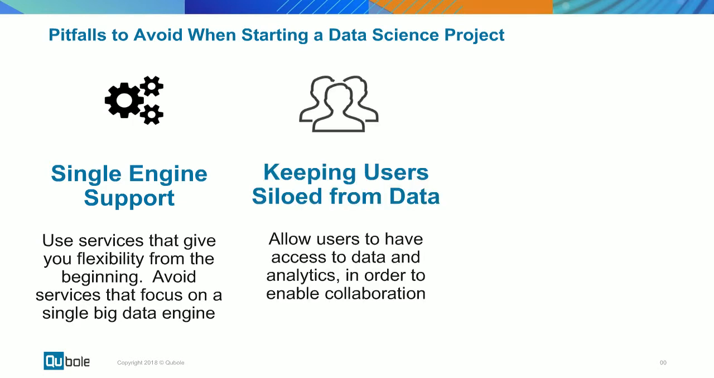The other one is giving the information to the users that need them. And generally this happens not out of ill will. It happens because the data teams get overrun. So you want to make sure that you're giving the users all the data that they need.